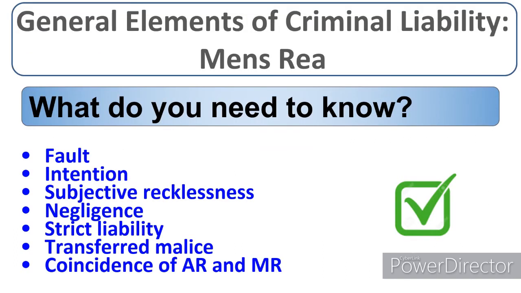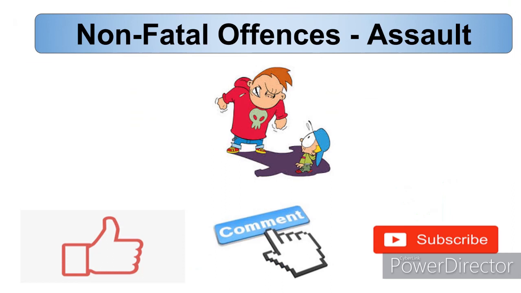So we've now covered all of the general elements of criminal liability, and we're ready for different crimes. And we're going to start with the non-fatal offences. So my next video will be on assault.